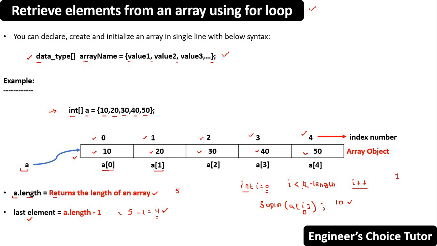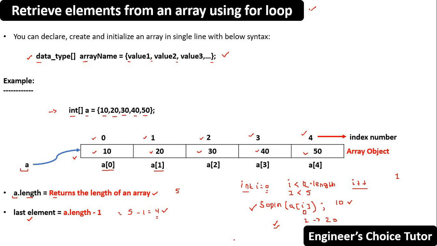See the condition again: 1 is smaller than a dot length, that is 5. Yes, it is true. Then this statement will execute again: System.out.println a of i. Now the new value of i is 1, so a of 1 is the second element of an array, that is 20. This will happen internally. I hope you got the logic, how I have to write the logic.